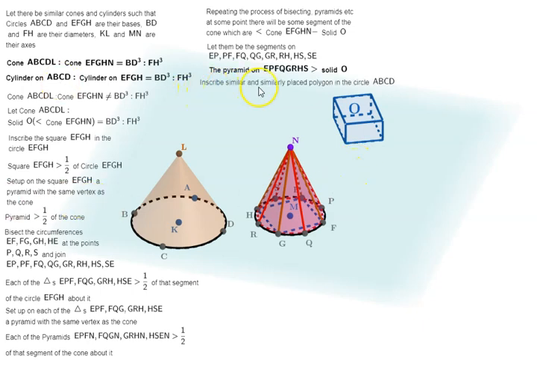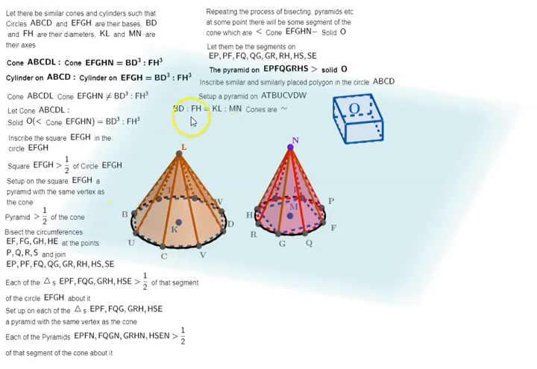We inscribe a similar and similarly placed polygon in the circle ABCD. Similar to which one? This polygon to the circle ABCD. So we build a polygon and let's build a pyramid on that, which is what the next step says. Set up a pyramid on this polygon.